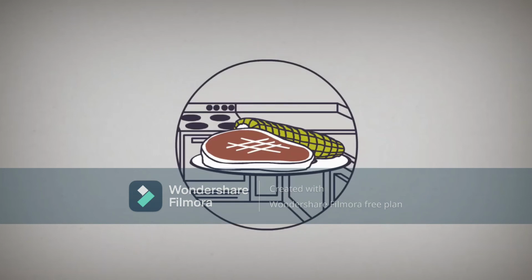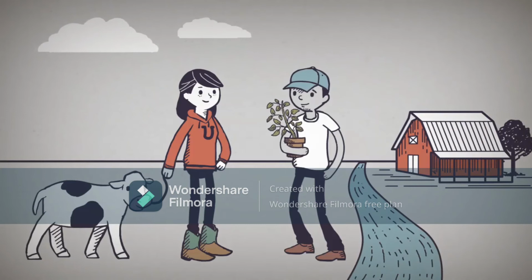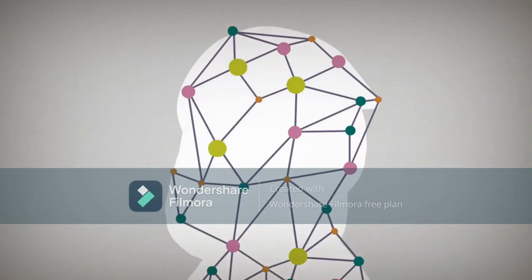Whether it's in the kitchen or on the farm, it all makes sense once you realize that you're not just working with food or growing plants or raising animals, you're working with chemicals and chemical bonds.